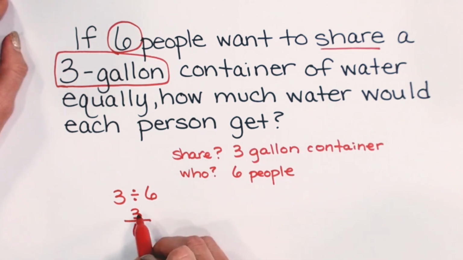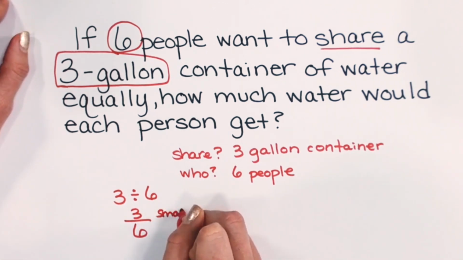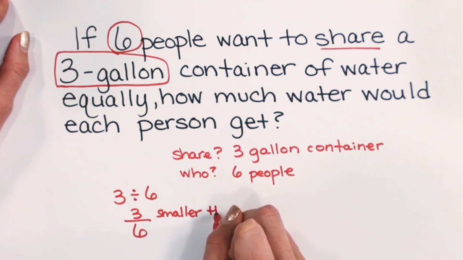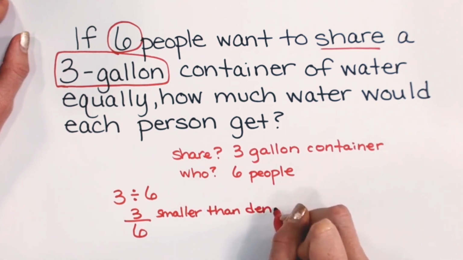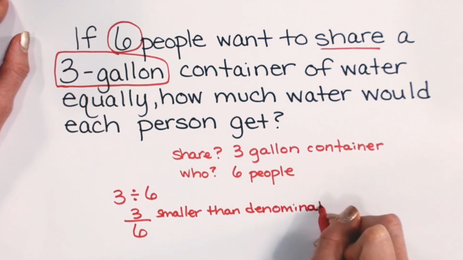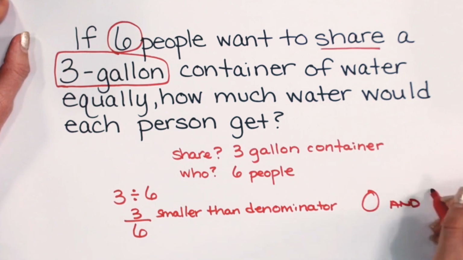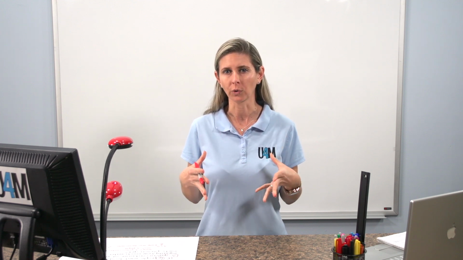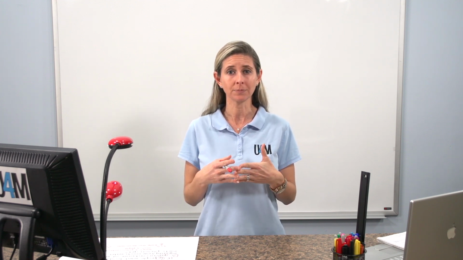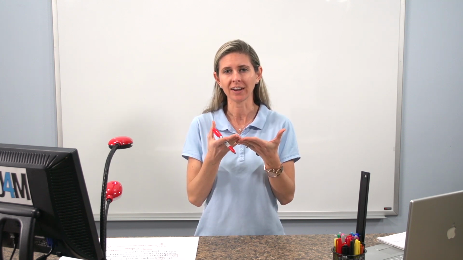When we have our numerator smaller than our denominator, between which two whole numbers will our answer lie? Well, it's going to be between 0 and 1. So remember, when our numerator is smaller than the denominator and we're asked to estimate between which two whole numbers our answer will lie, the answer will always be between 0 and 1. Because we're taking a smaller number and dividing it up by a larger amount of pieces, so each person or each piece won't even be one whole.